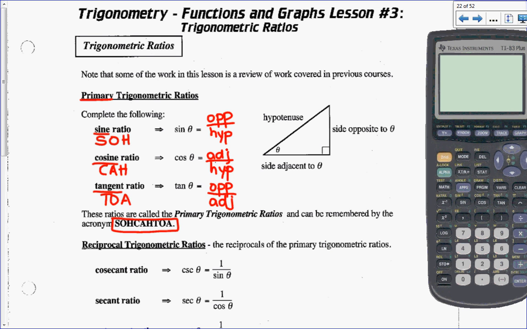Okay, and when you're trying to figure out which side is actually the opposite side, which side is actually the adjacent side, just imagine that you are this little theta and you're standing right there in the corner. The side that is directly opposite you and the side that is adjacent to you, beside you. Adjacent means beside. Okay, so that's just a review from 20-1.